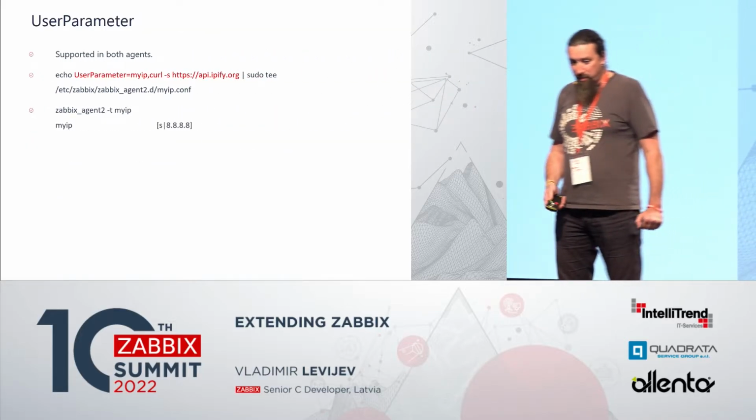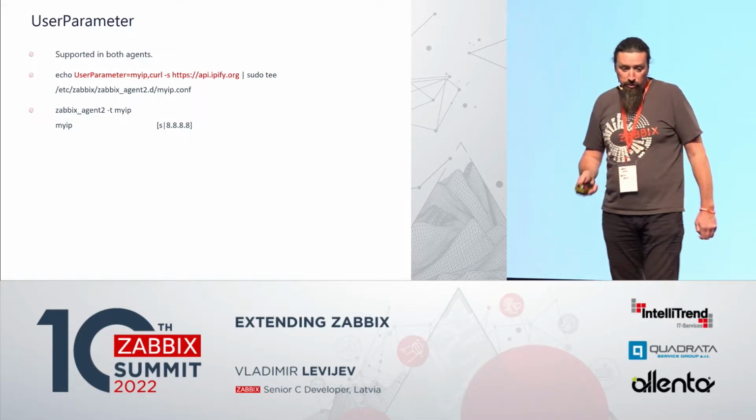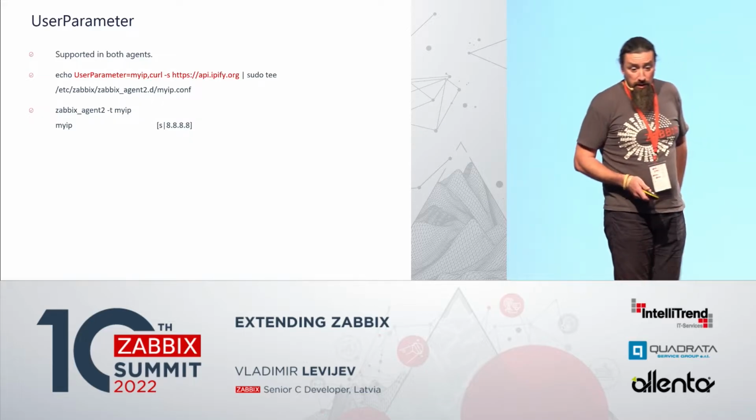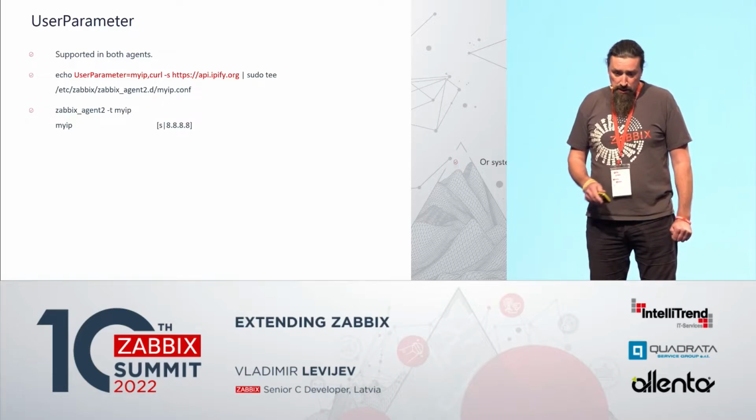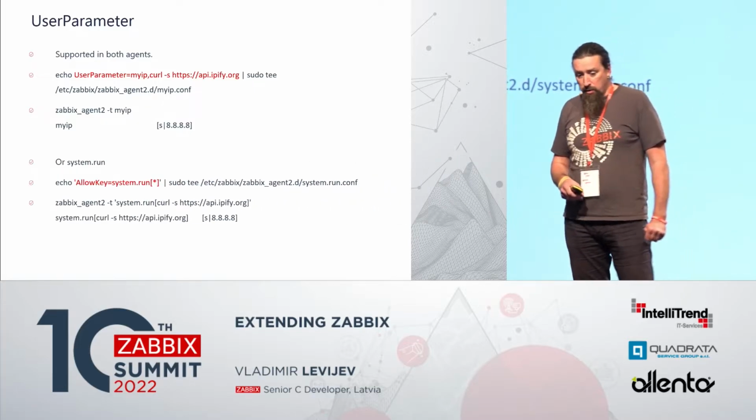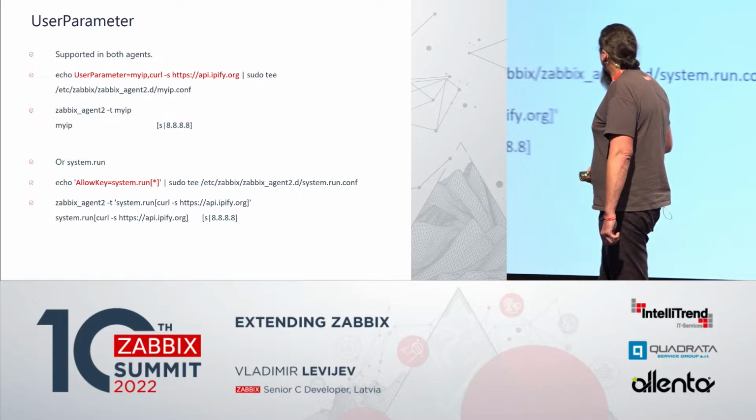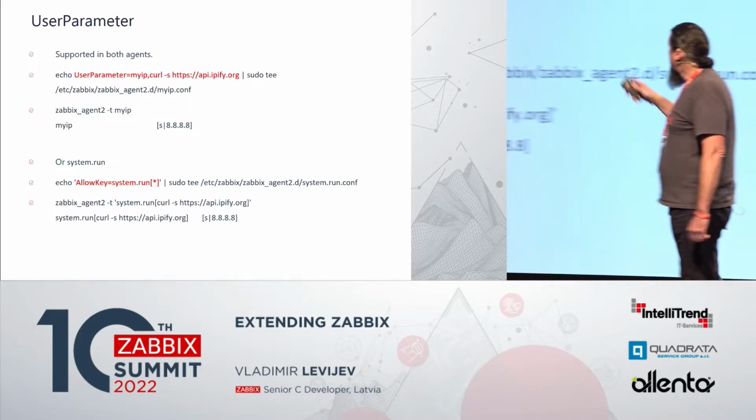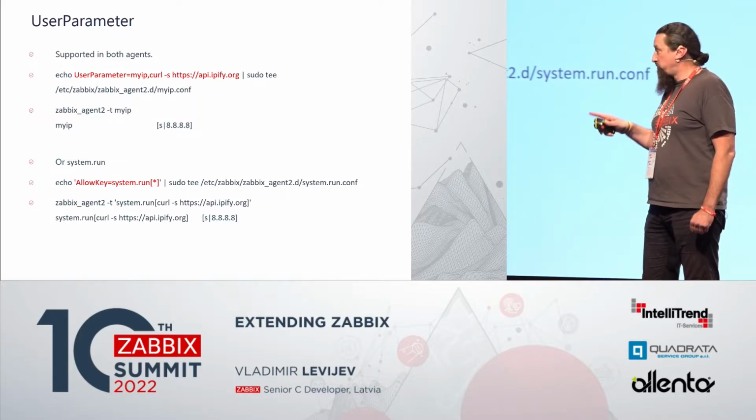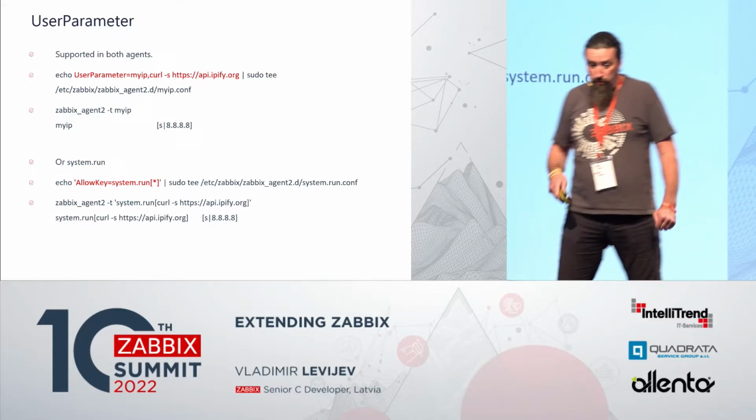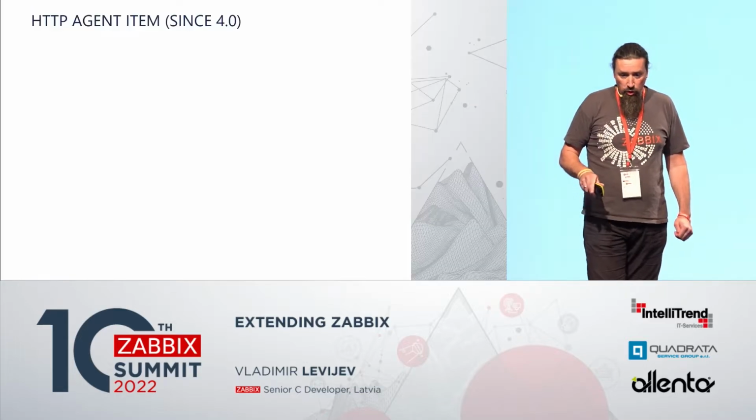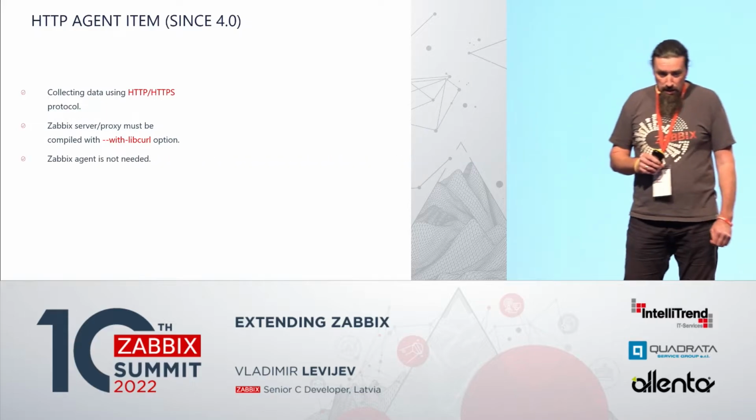The same thing can be done with user parameter, of course. You all know, that's another way of extending Zabbix. And the same thing can be done with system.run. And of course, these work for both agents, the old agent and agent 2. Let's talk about extending the server.